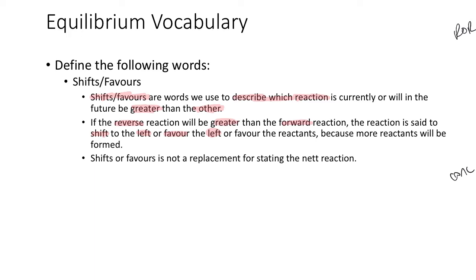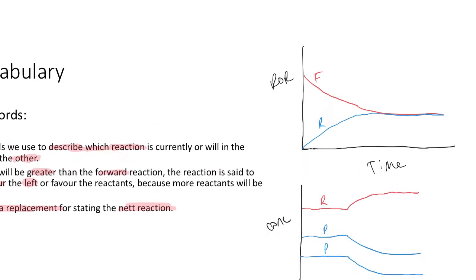It is not a replacement for the concept of net reaction, which we will go through in a moment. The idea is that we are shifting towards the left, or favoring the left, or favoring the reverse reaction, when that reaction is larger than the other. So what examples are there of this?